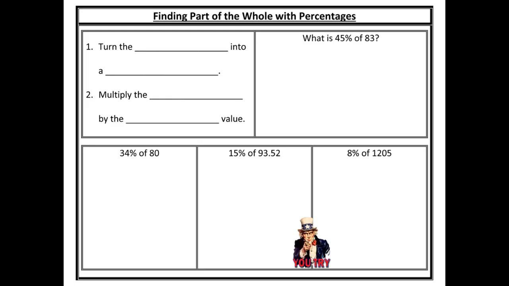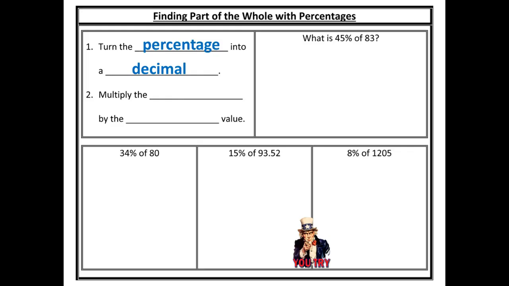Before we tackle discounts and markups, we need to be able to find part of the whole with percentages. In other words, we need to find the percent of a known value. We start this process by turning the percentage into a decimal. Percentages are great at communicating values, whereas decimals are great at calculating values.